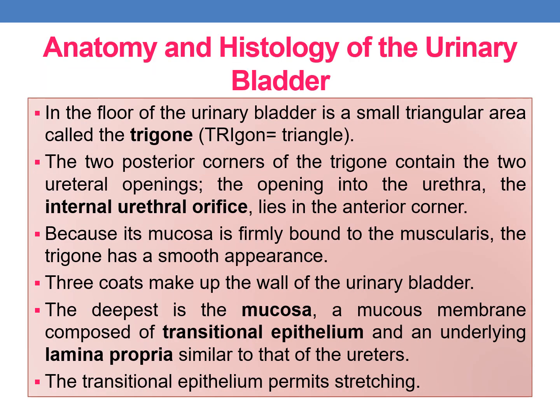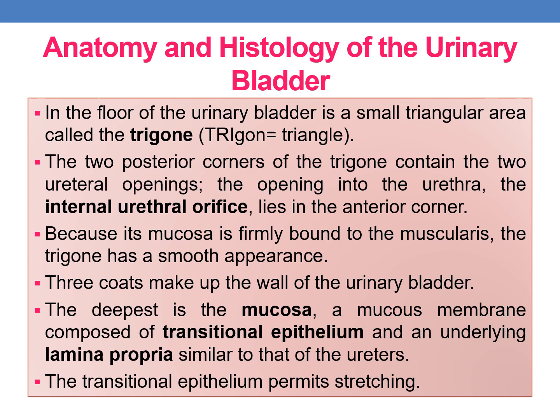Now coming to the anatomy and histology of the urinary bladder. The floor of the urinary bladder has a small triangular area called the trigone. The two posterior corners of the trigone contain the two ureteral openings. The internal urethral orifice lies in the anterior corner. Because its mucosa is firmly bound to the muscularis, the trigone has a smooth appearance.